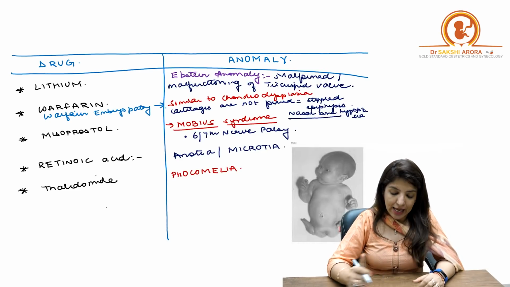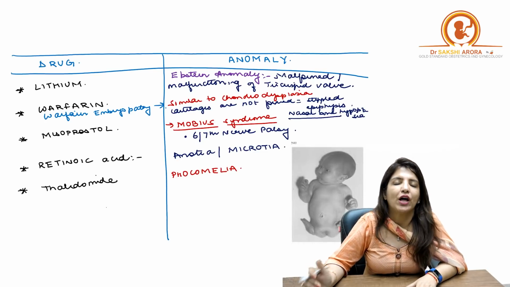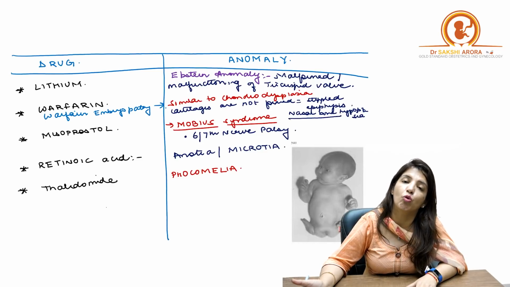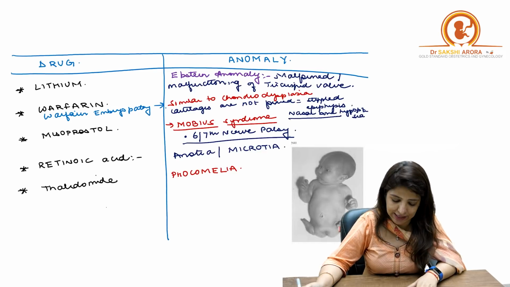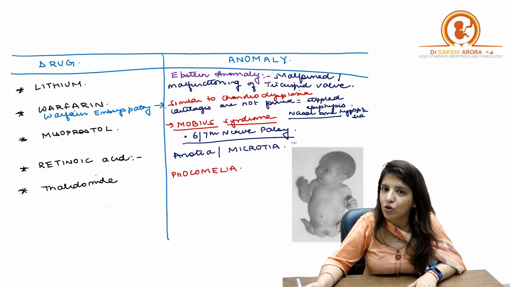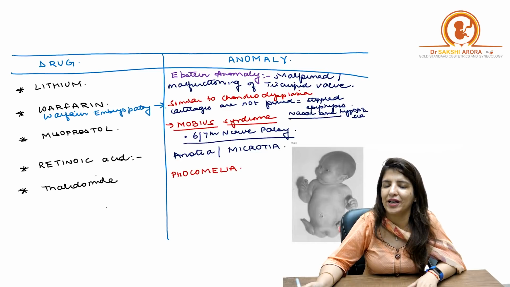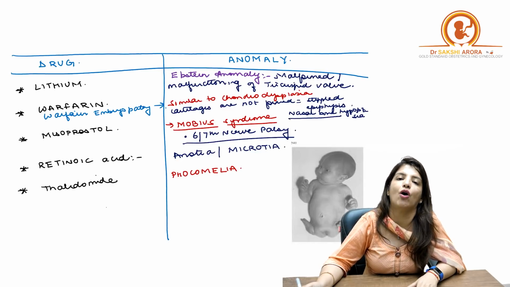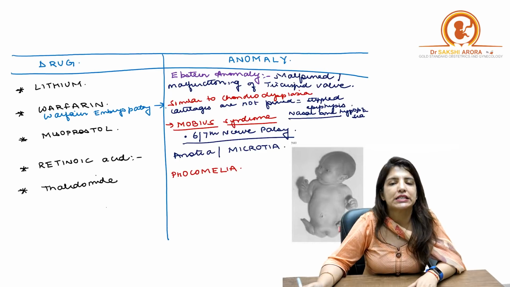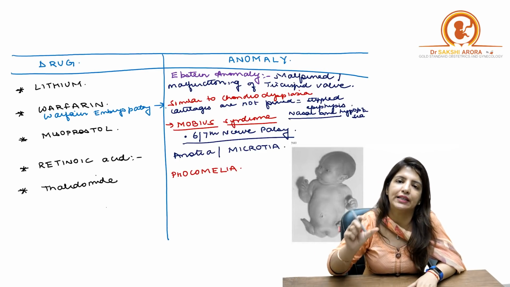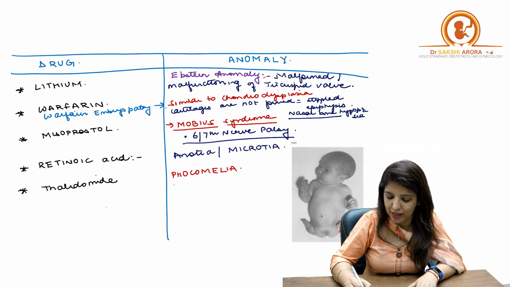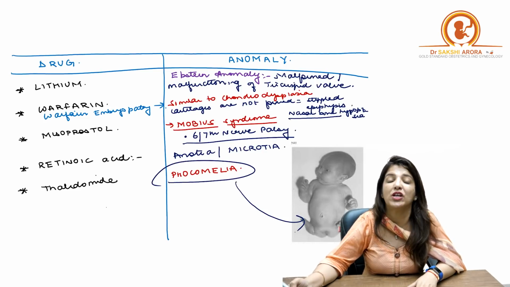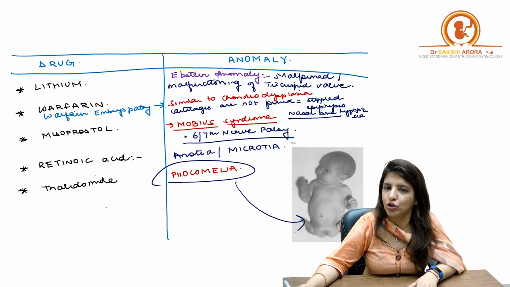So the cartilages are malformed in the baby if warfarin is taken in the first trimester, and that resembles chondrodysplasia punctata, a condition, right? Then misoprostol. If misoprostol is taken in the first trimester of pregnancy, it leads to Moebius syndrome. In Moebius syndrome, you get 6th and 7th nerve palsy. Retinoic acid. If retinoic acid is taken in the first trimester of pregnancy, it leads to microtia or anotia. That means the external ear is small in the baby. Then thalidomide. If thalidomide is taken, it leads to a condition called phocomelia, in which the limbs of the baby are not formed, right?